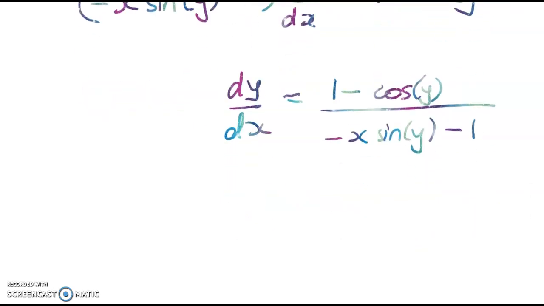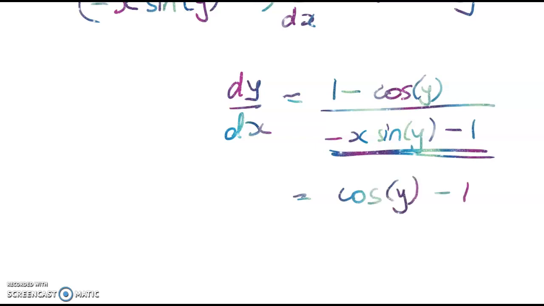Now in Dr. Frost that was a perfectly okay answer. I think it's a little bit ugly like that. I'd like to factor out the negative 1 here, and that will give me this answer, which is a bit nicer. Cos y minus 1 divided by x sine y plus 1.